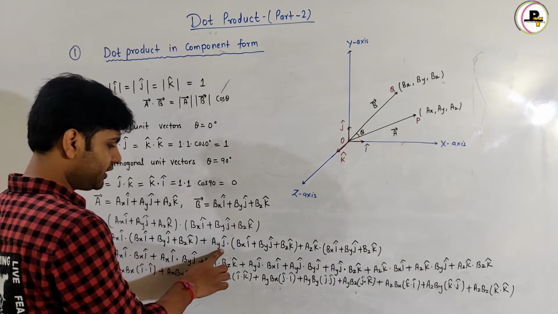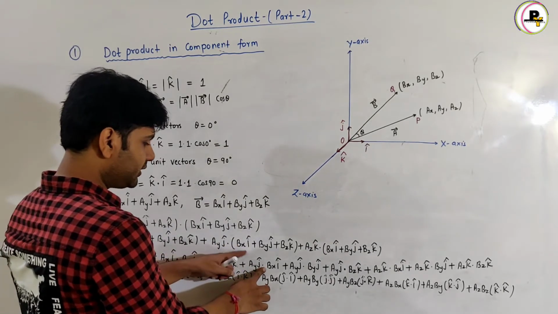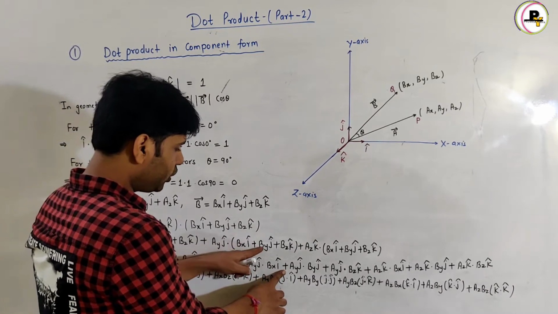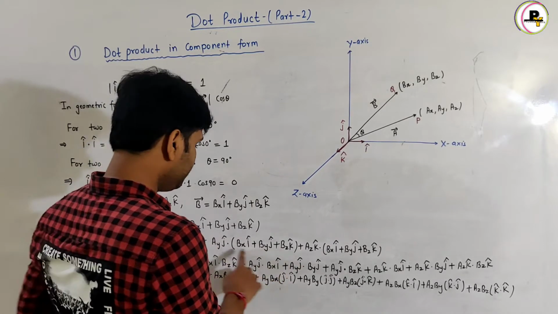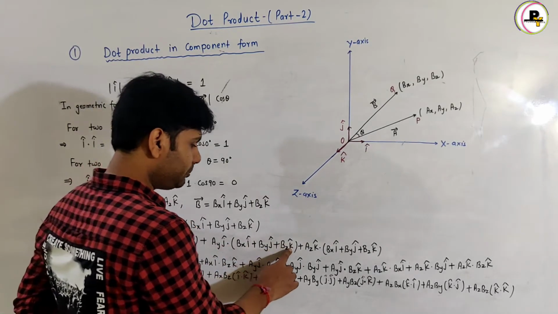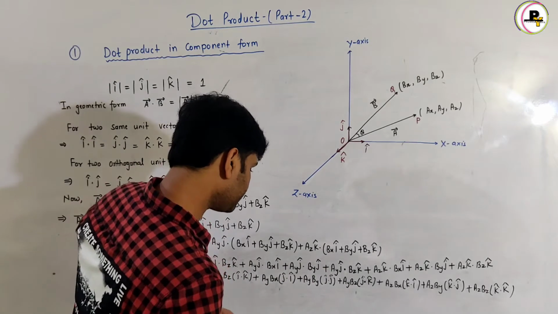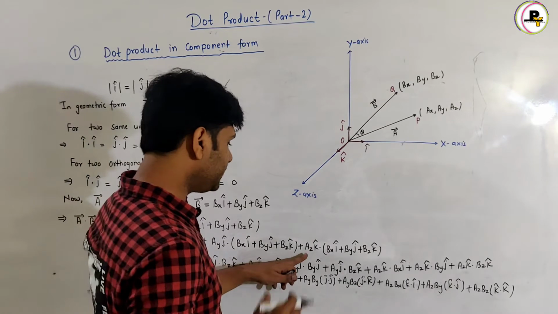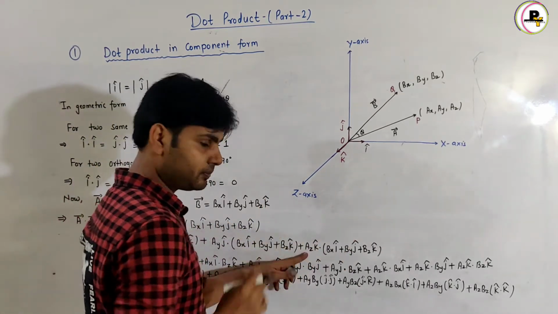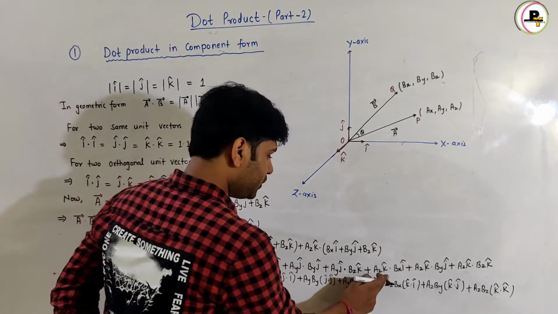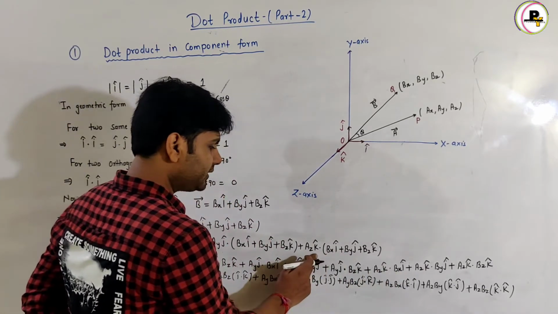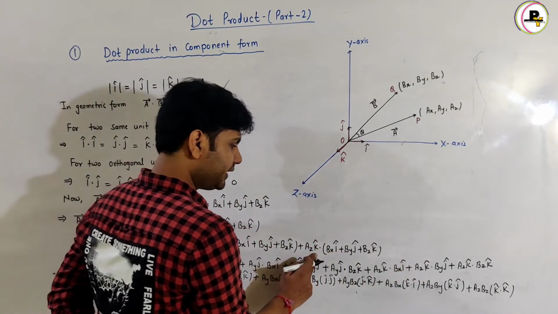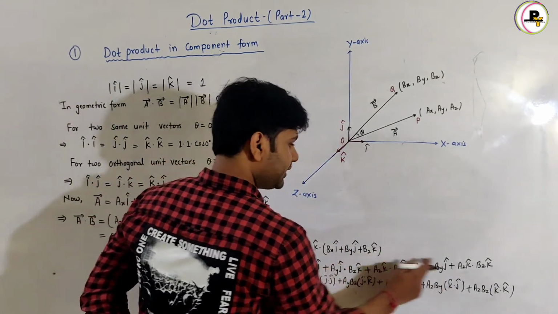Similarly, I can write AY j cap dot BX i cap plus AY j cap dot BY j cap and plus AY j cap dot BZ k cap. Now let's find the dot product of the third term. So I can write AZ k cap dot BX i cap plus AZ k cap dot BY j cap and, last term, AZ k cap dot BZ k cap.